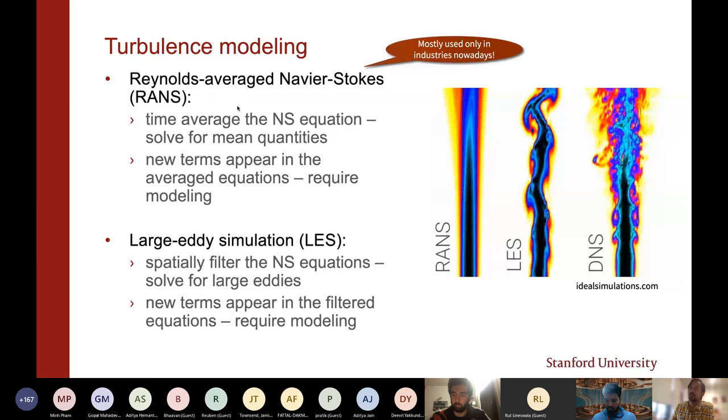Turbulence modeling has two most popular approaches. The RANS method time averages the Navier-Stokes equations and solves only for the mean quantities. You can see the picture here on the right. When you time average, new terms appear in the equation because you have averaged the equations, and you need to model these terms and close them. Similarly for LES, instead of time averaging, you spatially filter the Navier-Stokes equations and solve only for the large scales or large eddies that can be resolved on the grid. Here again, you'll have new terms and it requires additional modeling. RANS is very cheap and used pretty commonly these days in industry. But you can see the difference in the fidelity you get with these three methods, RANS, LES, and DNS, which is the full direct numerical simulation.